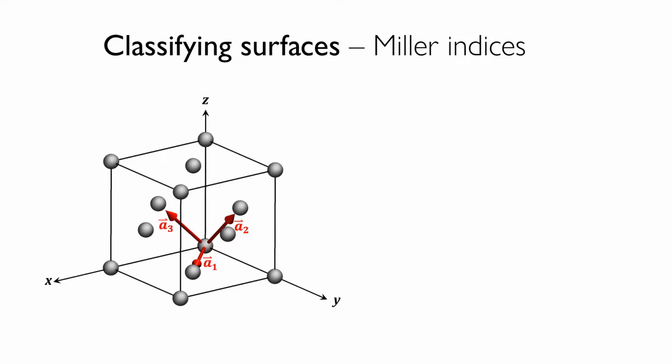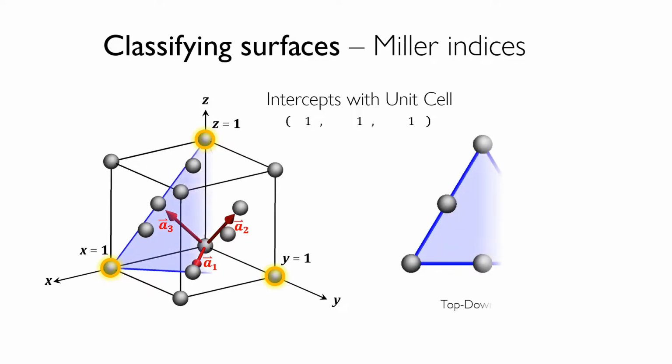To help enable our discussion of these surfaces, it'd be useful to have a notation allowing us to define precisely which surface we're considering. Let's consider a cut through a face-centered cubic crystal that intersects with the axes of the crystal's unit cell at the corners x equals 1, y equals 1, and z equals 1. For simplicity, these values are given in units of the lattice constant.